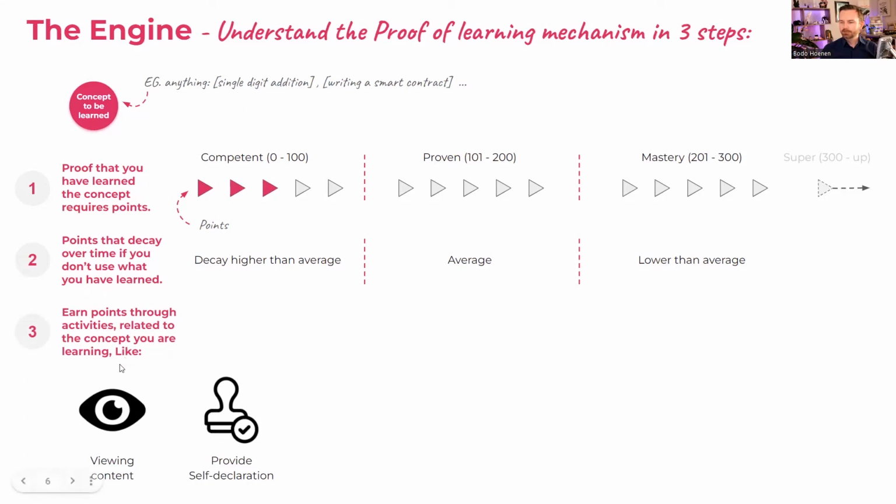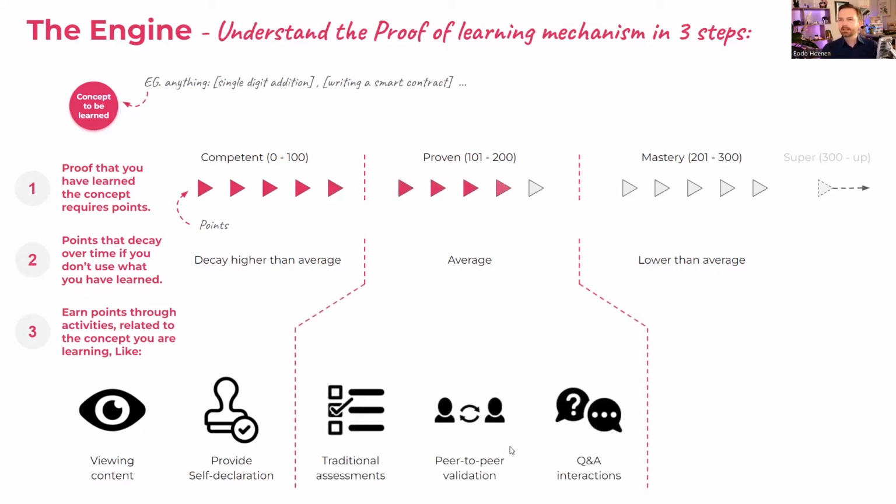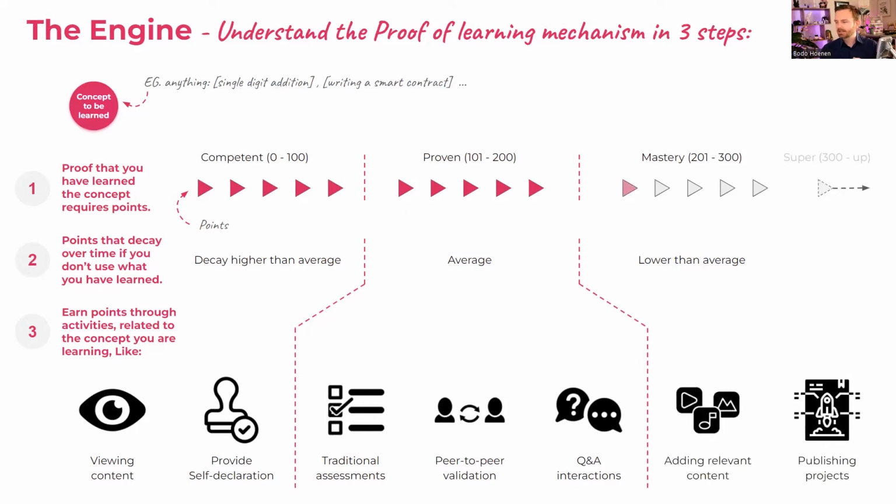So for example, in traditional learning, most of learning takes place through viewing content, right? You view the lecture, you go to classroom, you read the textbook. However, within this protocol, those type of activities can only get you competency points. In order to start proving that you understand the concept, you need to do more complex activities, like peer-to-peer validation, Q&A interactions. And then in order to prove that you've mastered that concept, you need to start teaching others. And you can do that through generating additional educational content and by publishing projects.